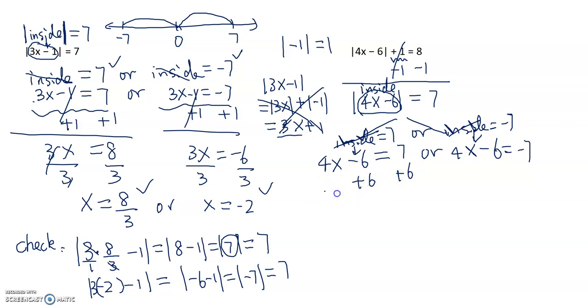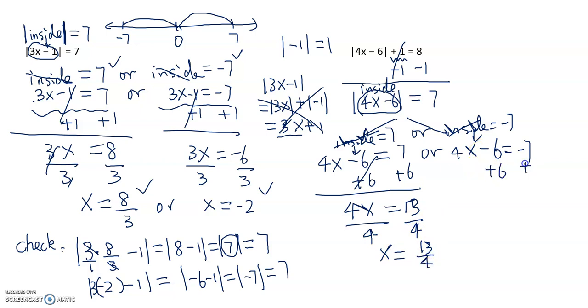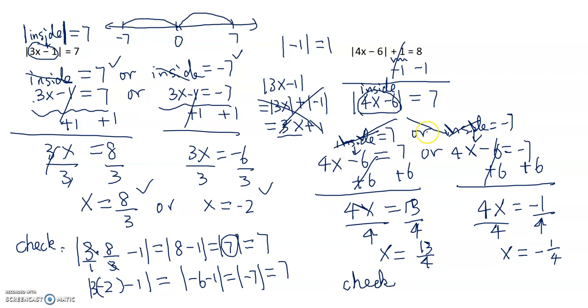So similarly, we can solve for x by adding 6 to both sides and dividing both sides by 4. So x will be equal to 13/4 in the first equation. In the second equation, we get 4x equals negative 1 and divide both sides by 4. That gives us x equals negative 1/4. And similarly, you can plug them back to check whether you can get 7. So you do a quick check here. 4 times 13/4 gives us 13. 13 minus 6 gives us 7. So that is correct. And similarly, 4 times negative 1/4 gives us negative 1. And negative 1 minus 6 is negative 7. That also has absolute value 7.